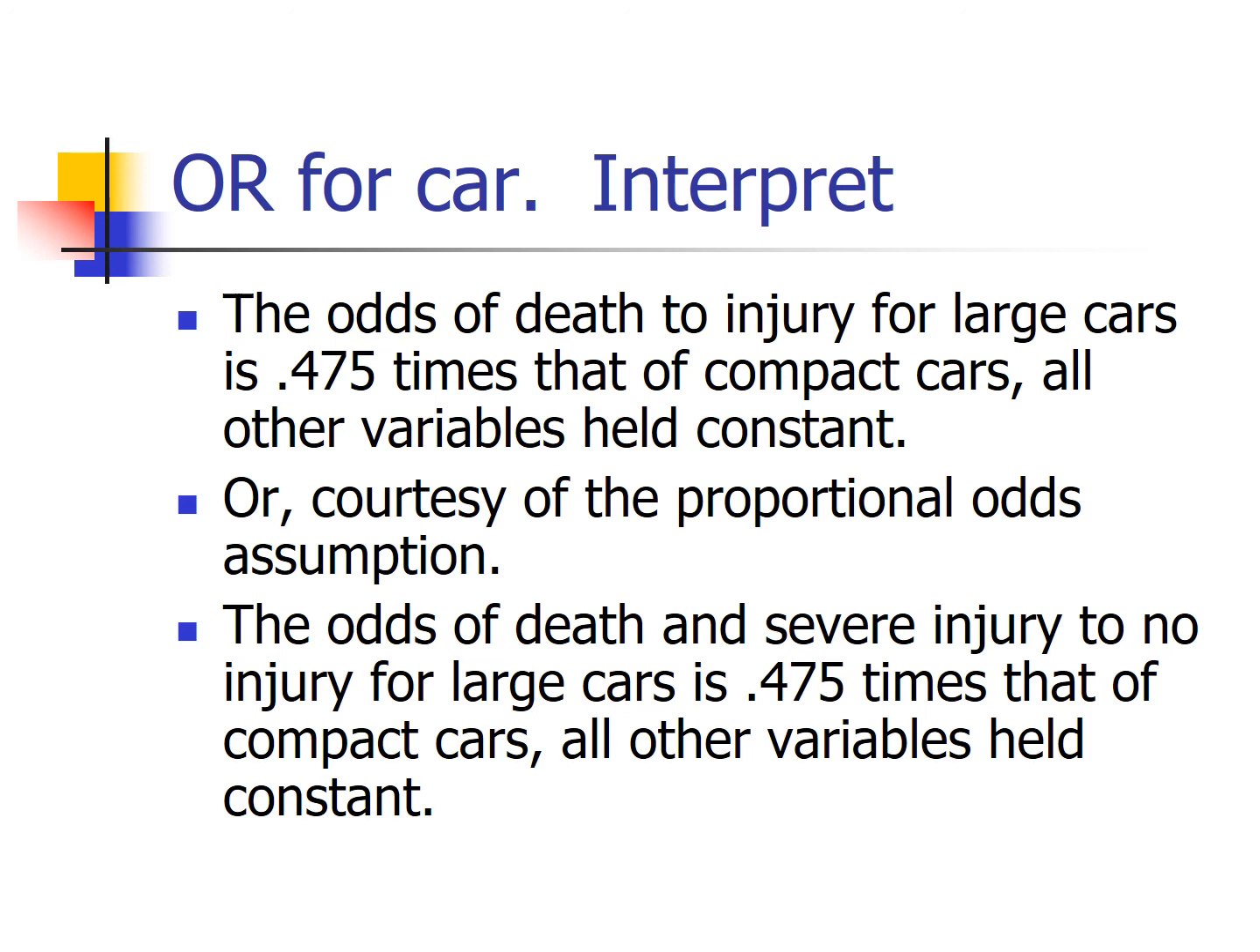Now, as a consequence of the proportional odds assumption, and if the proportional odds assumption was not satisfied, we cannot make the second claim. But because our test indicated that it was a reasonable assumption, we could also say the odds of death and severe injury to no injury for large cars is about half that of compact cars. Again, all other variables held constant.